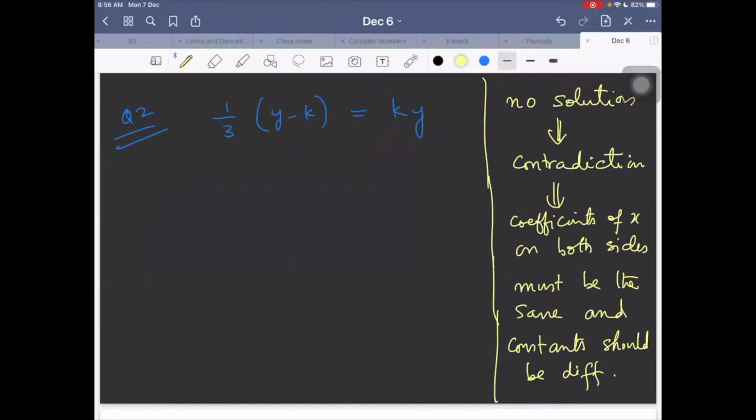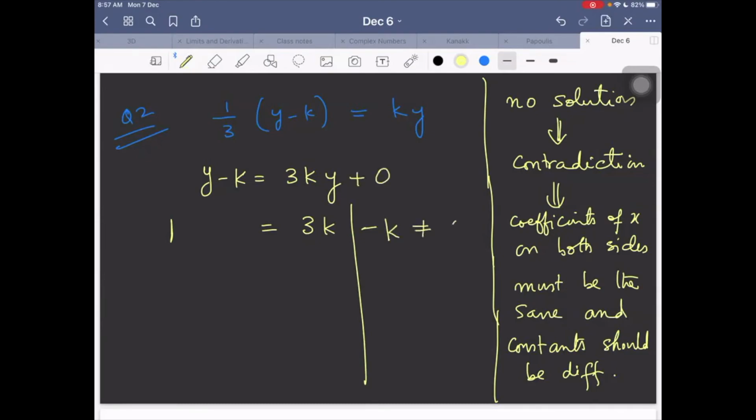As in the previous case, you can take 3 to the other side. So we have y minus k is equal to 3ky. Now the idea is the coefficient of y on both sides must be the same, and the constants must be different. On the LHS, the coefficient of y is 1, and the coefficient of y on the RHS is 3k. When you compare the constants, the constant on the LHS is minus k, and the constant on the RHS is 0. You understand these two conditions?